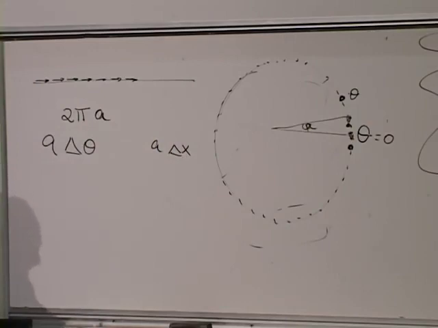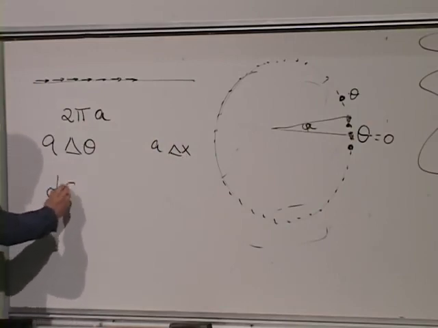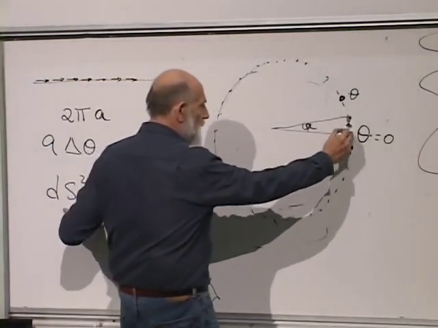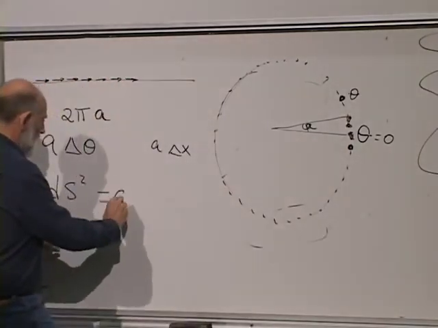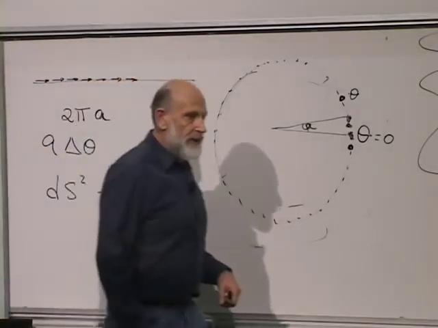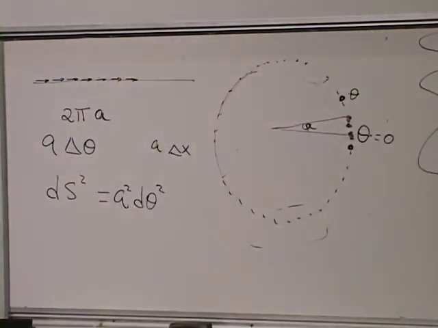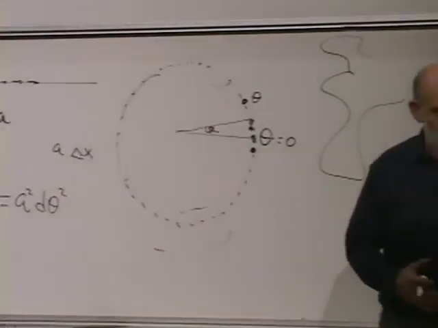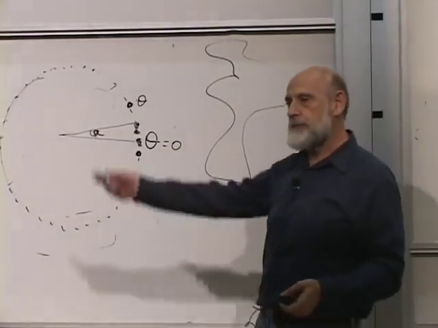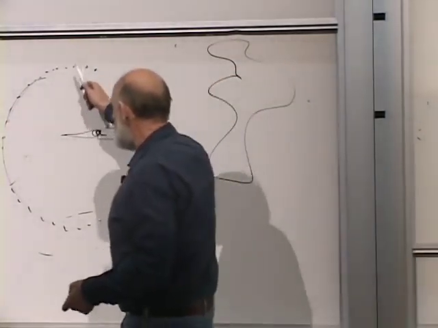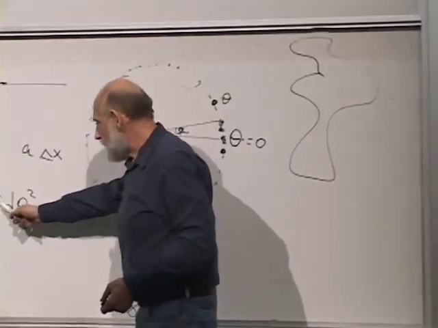In fact, we have a metric. We can say the distance between two points squared, between two neighboring points squared, is a squared d theta squared. So in fact, we have a metric on a circle, very, very similar to the case of the infinite straight line, except now the space is bounded. It's bounded because when theta comes all the way around by 2 pi, you come back to the same place. This is a closed and bounded universe, and here is its metric.